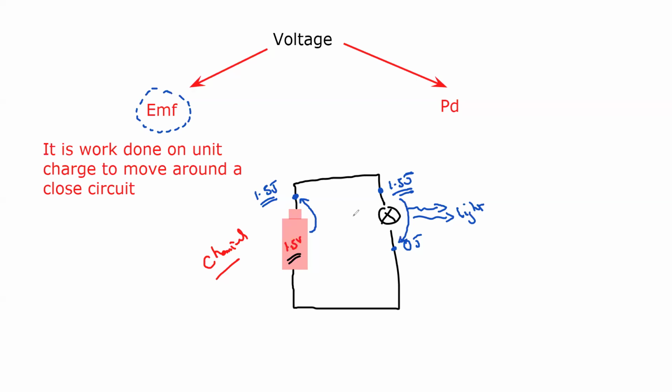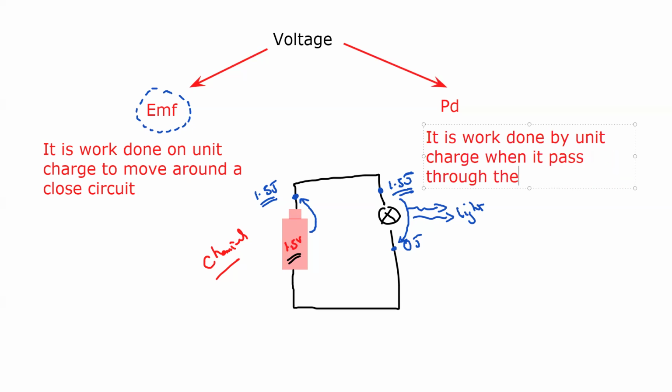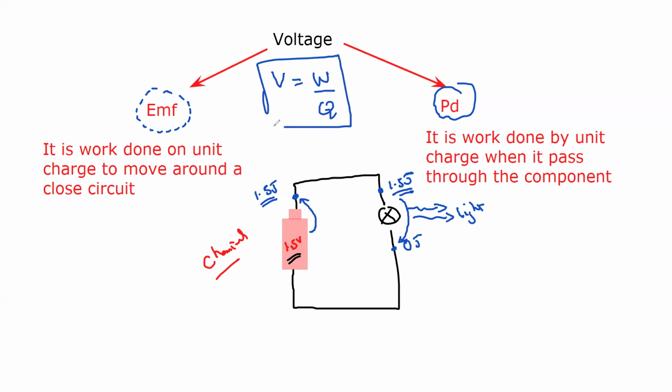The energy transferred by the charge is what we call the potential difference. So potential difference is the work done or energy transferred by a unit charge when it passes through the component. When the charge passes through the component, it transfers energy, and we call that potential difference or PD. Voltage is work divided by charge. How much work is done by one coulomb of charge, we call that a voltage.